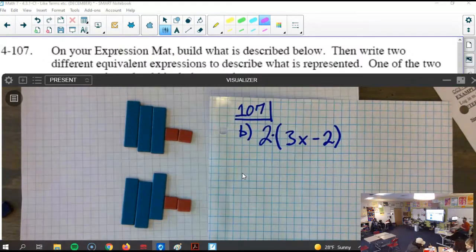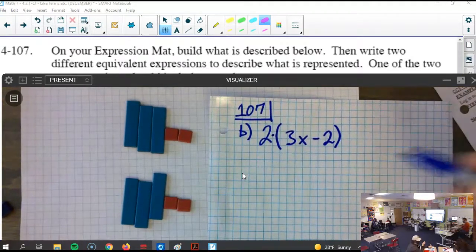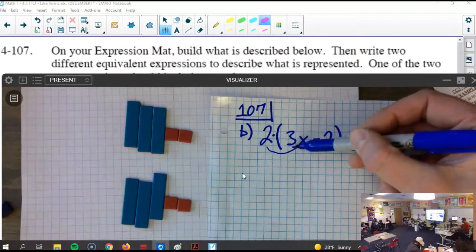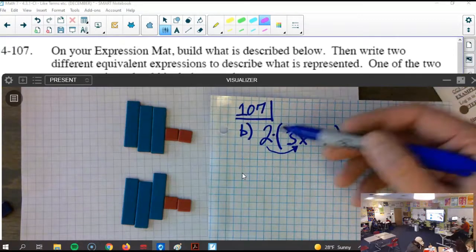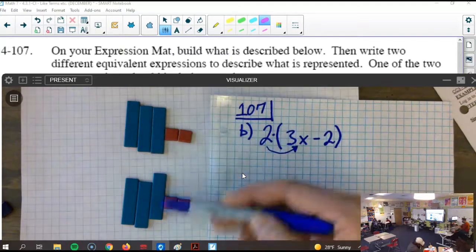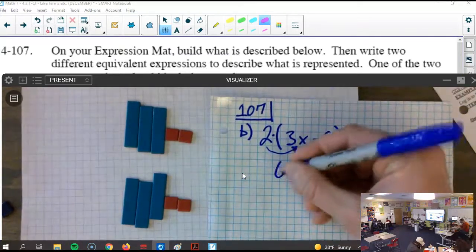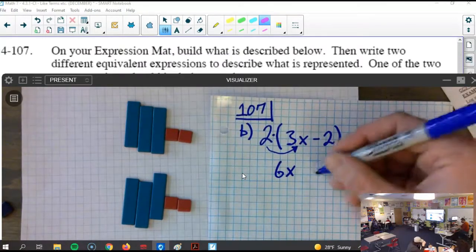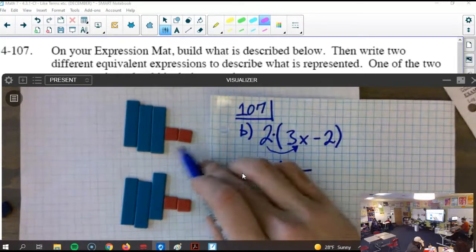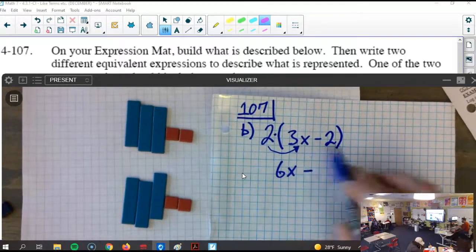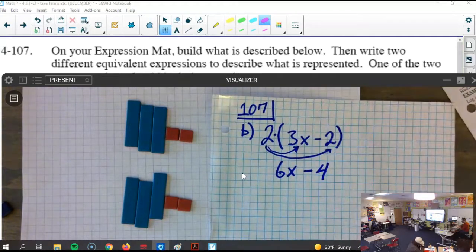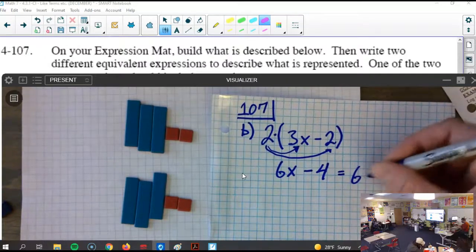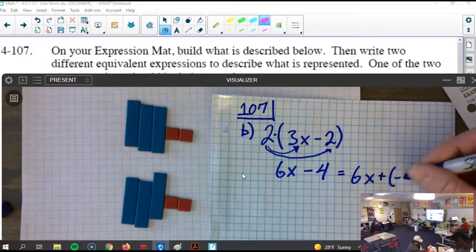When we first started talking about distributing, I brought up putting the arrows on the bottom. What's 2 times 3x? 2 times 3x, how many x's do I have in total? 6x minus, well, what? So I have negative 2 here, negative 2 there. What do I actually have? Negative 4. So I could also write 6x plus negative 4.